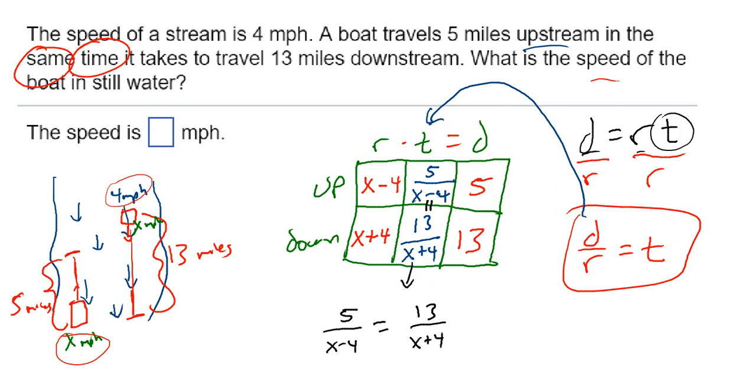This is a nice equation to get because we can solve it by cross multiplying, right? So it's one fraction equals one fraction. We'll get 5 times X plus 4 equals X minus 4 times 13.